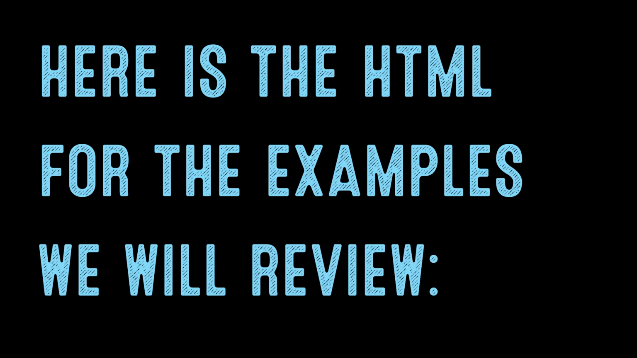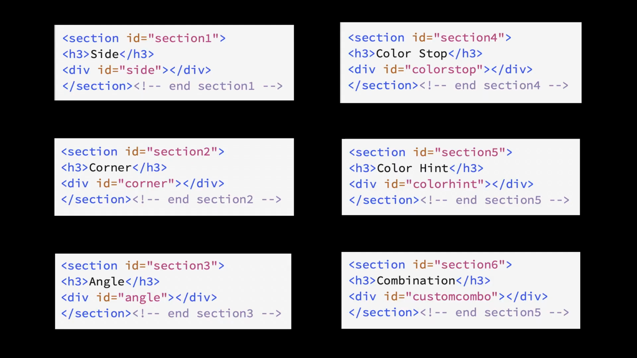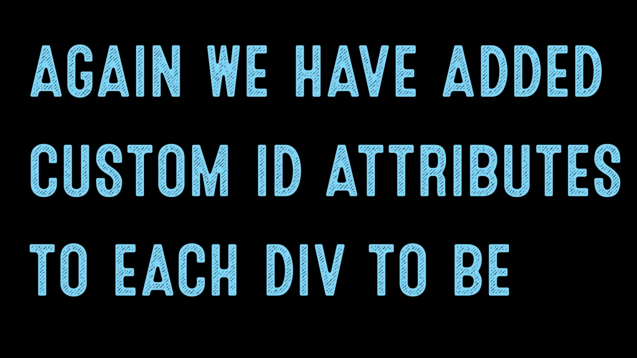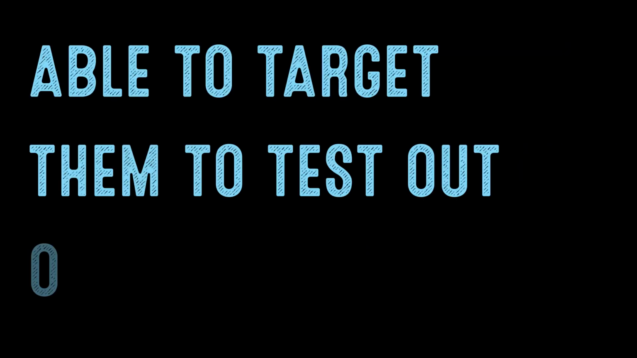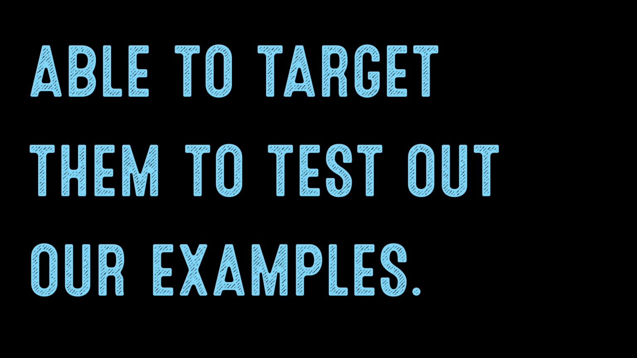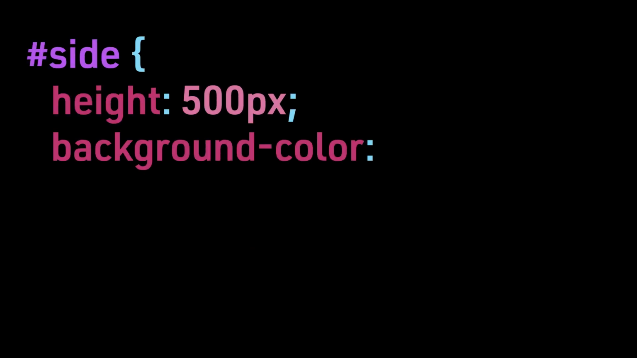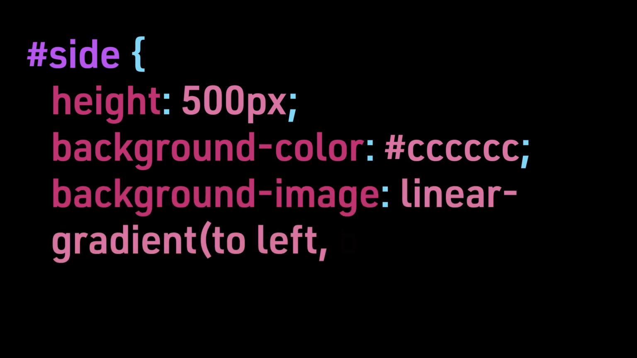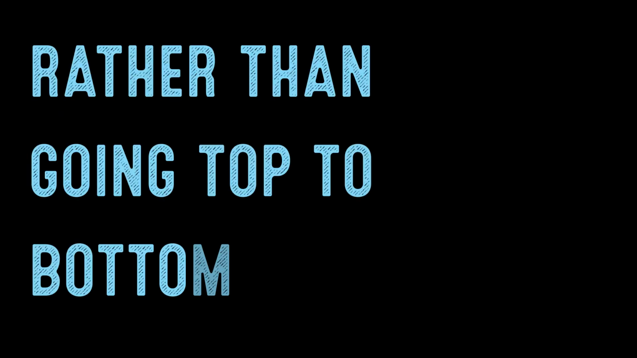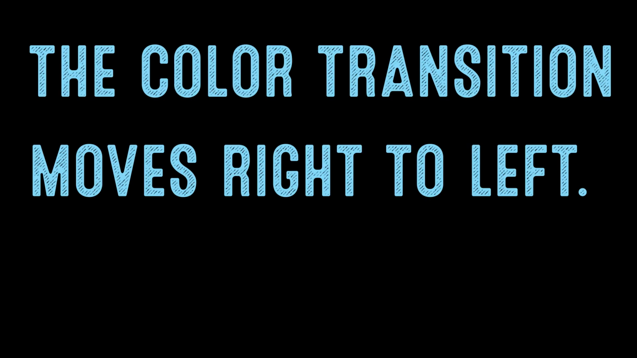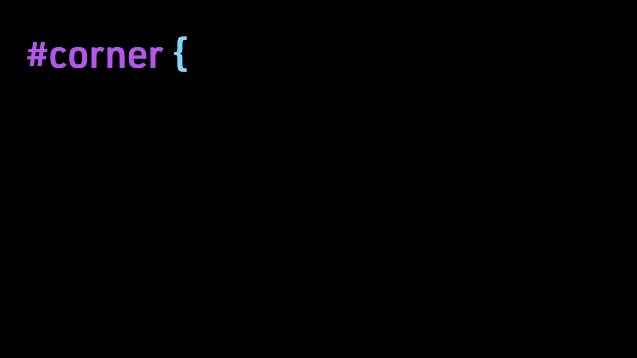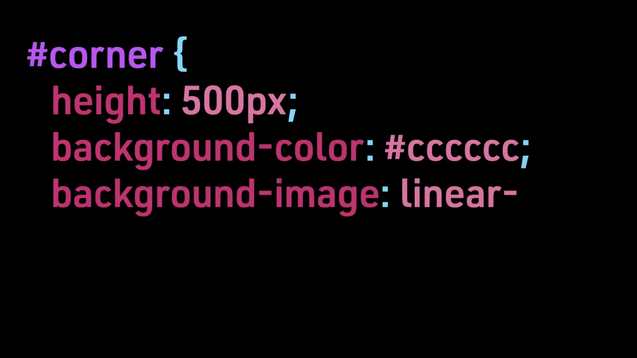Here is the HTML for the examples we review. Again, we have added custom ID attributes to each div to be able to target them to test our examples. Rather than going top to bottom, the color transition moves right to left. Here we are instructing the transition to occur from the top left corner to the bottom right corner.